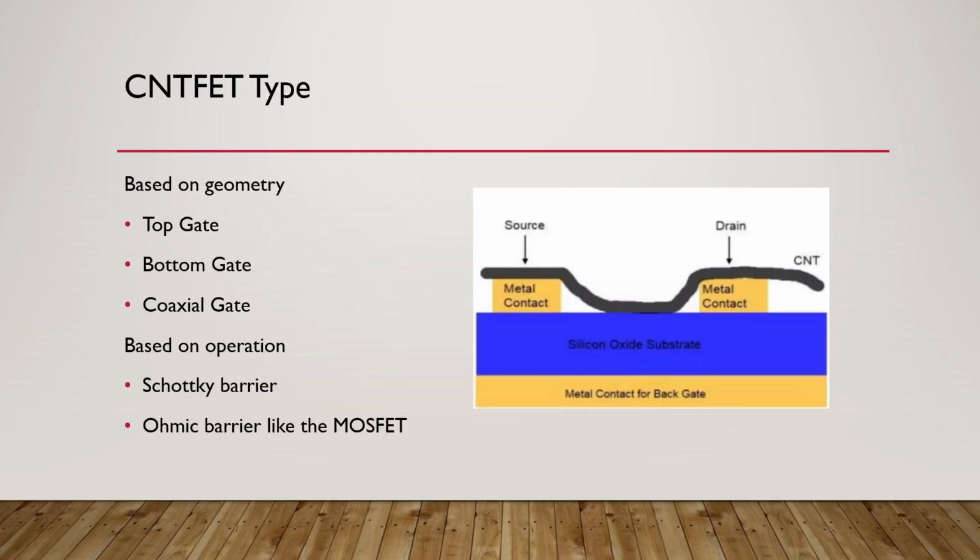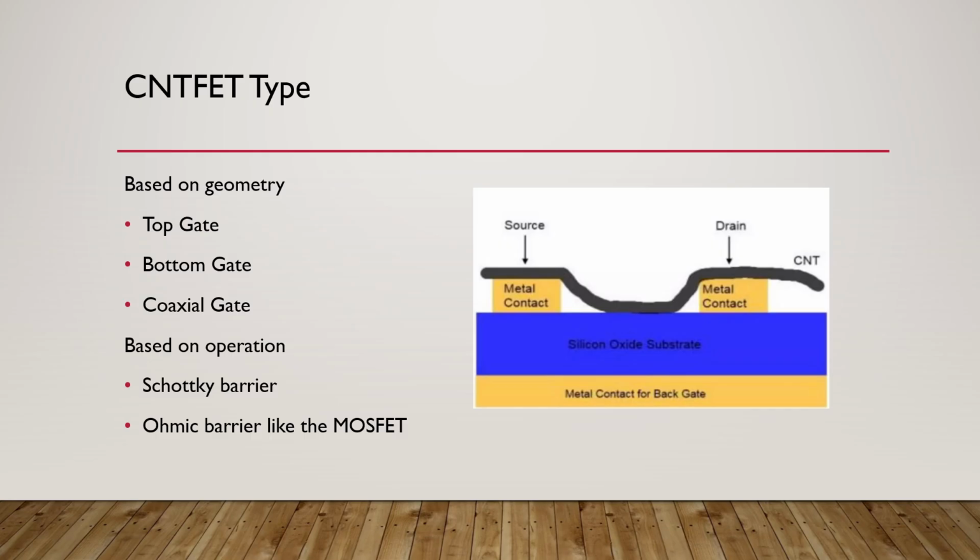So how many CNT types? Based on the geometry, they can be grouped into three: top gate, bottom gate, and coaxial gate. Based on the operation, you also have the Schottky barrier and ohmic barrier, like the MOSFET. The right side shows the first CNT FET fabrication.